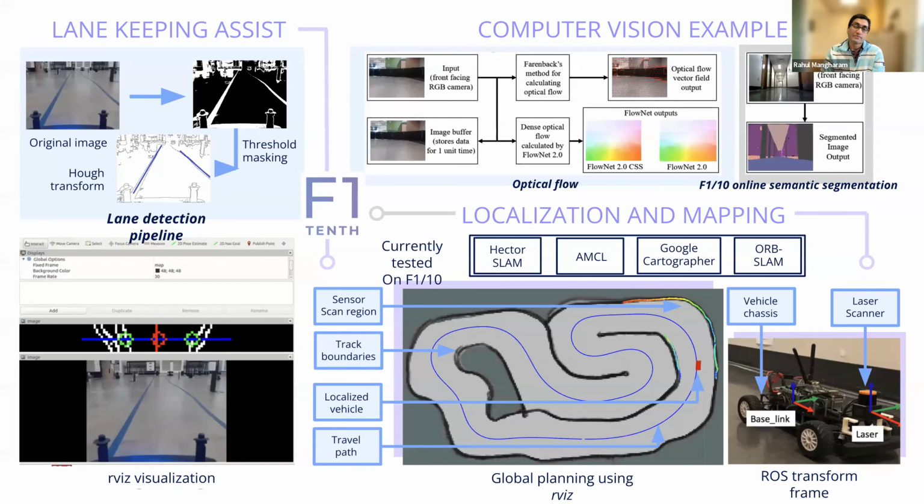And then vehicle to vehicle collaborations, there are experiments that people have been able to do using these platforms. On the perception side, there's basic classic computer vision for lane detection, lane keeping assistance, computer vision approaches using optical flow for navigation. And then there are different visualizations that you'll learn to use. And then different localization and mapping packages. All of these run natively on this platform.